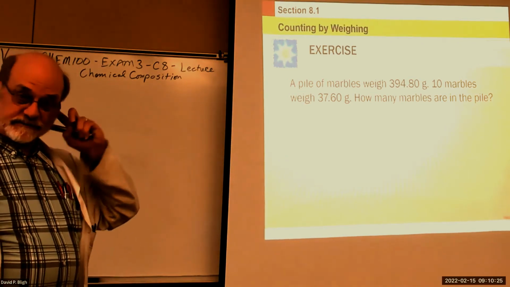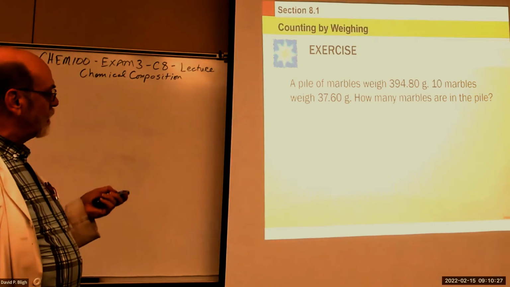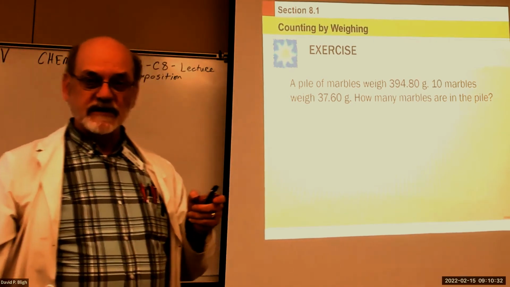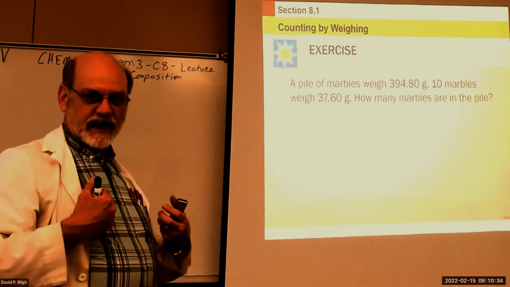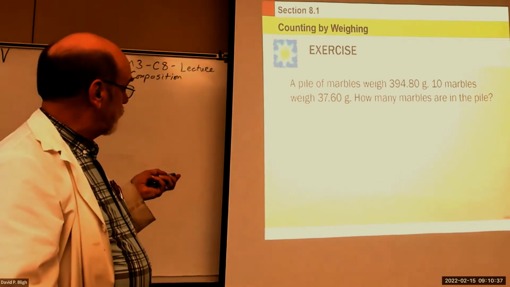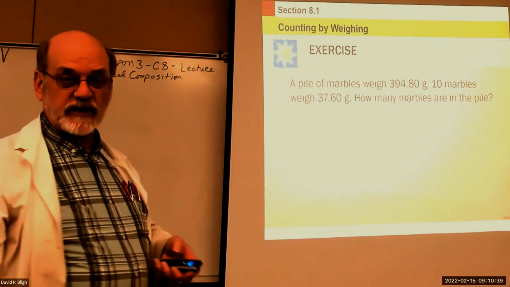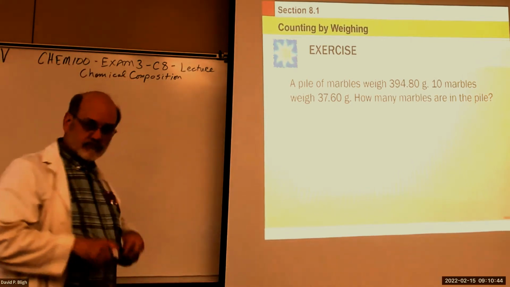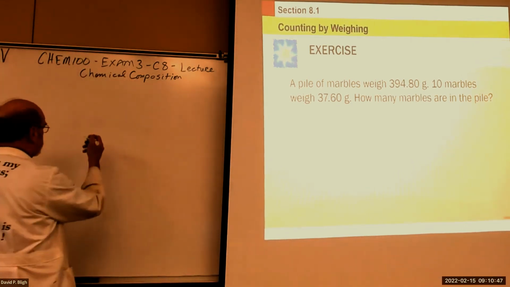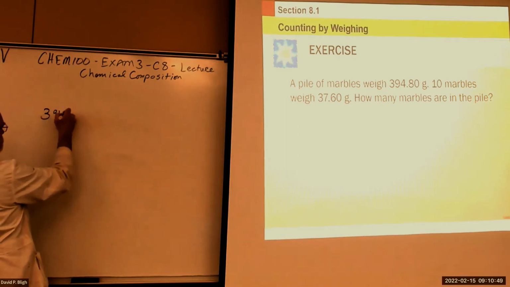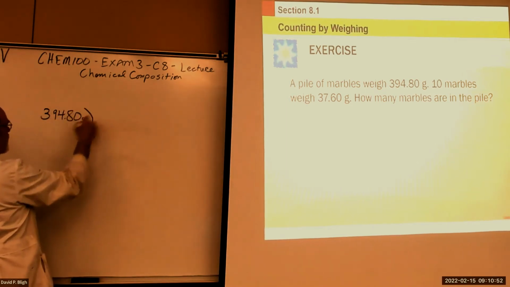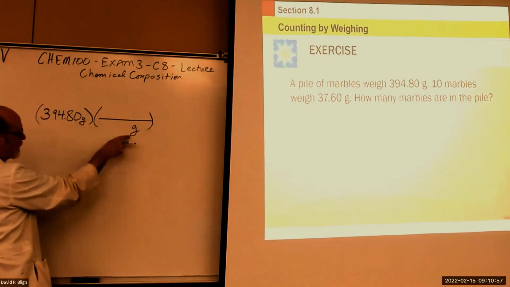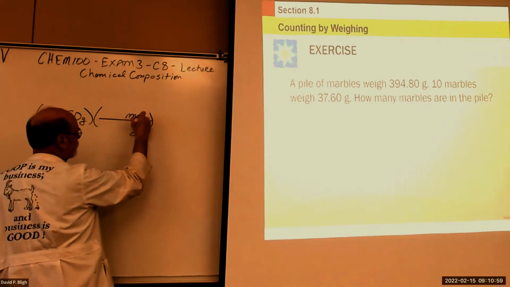Now we're going to go back to marbles. If we have a pile of marbles that weighs this amount, and we know that 10 marbles, we pulled 10 marbles out, and we weighed them at 37.6 grams, how many marbles are in the pile? There are 2 approaches here. That gets you to the same location, 394.80. That's the total mass. We need a conversion factor that will cancel grams and leave us with marbles.